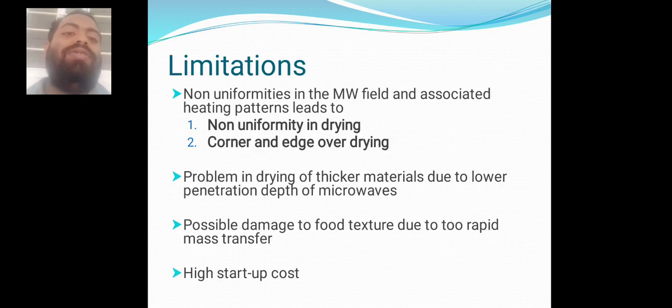Limitations: non-uniformities in the microwave field and associated heat patterns lead to non-uniformity in drying. Corners and edges are over-dried. Drying of thicker materials is a problem due to the lower penetration depth of microwaves; that is, they can't penetrate thick materials. There is some possibility of damage to food texture due to too rapid mass transfer. It has a high startup cost.